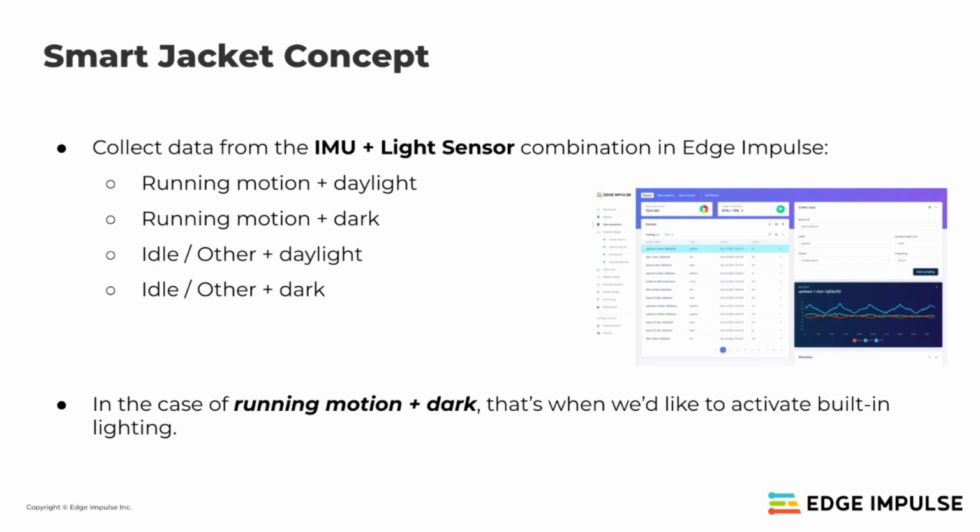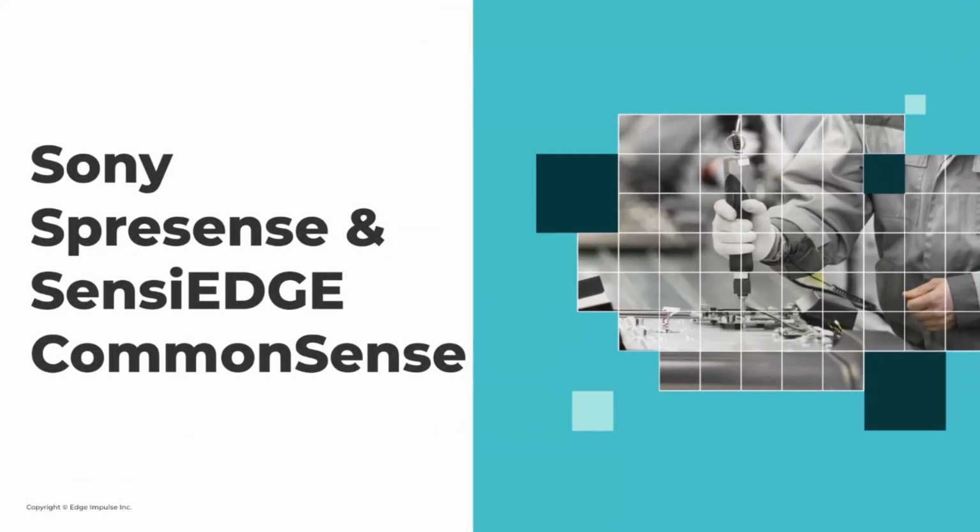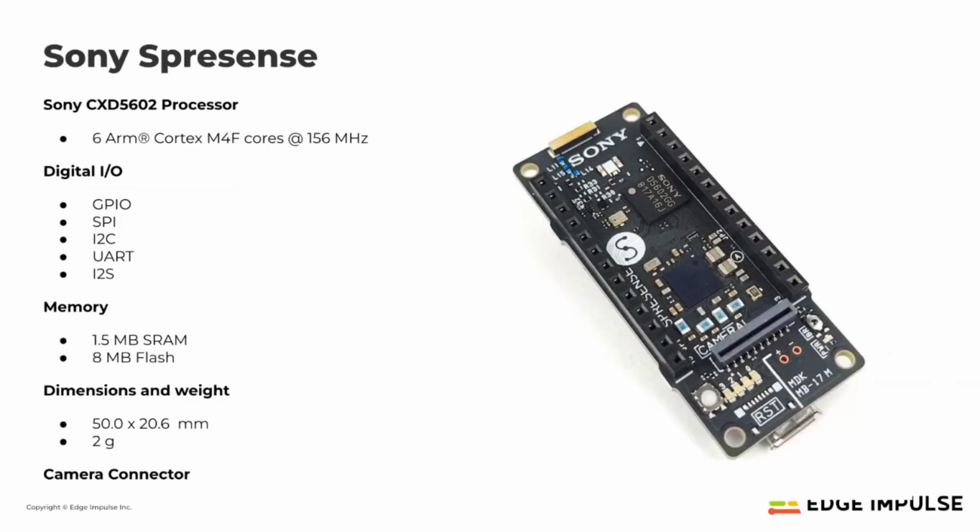Next, let's take a look at the Spresense and the CommonSense in detail. What I have on my desk here, and what we're going to be showing off today, is the Sony Spresense. And on top of it, I have added the CommonSense add-on board that adds an array of sensors. Starting with the Spresense, as you can see here, it contains a Sony CXD5602 processor, which contains 6 ARM Cortex-M4F cores.